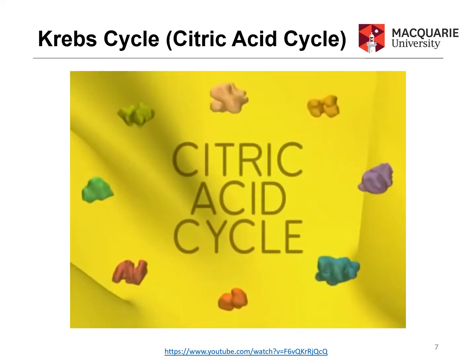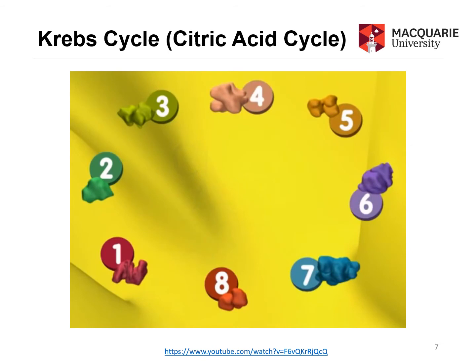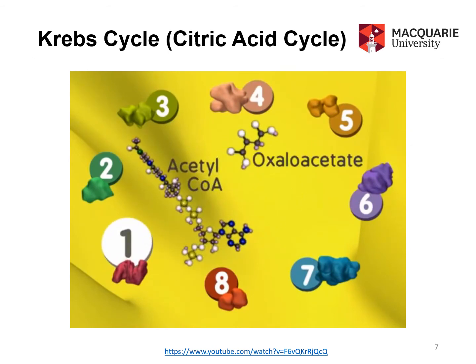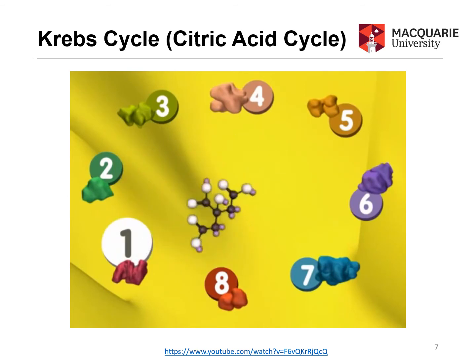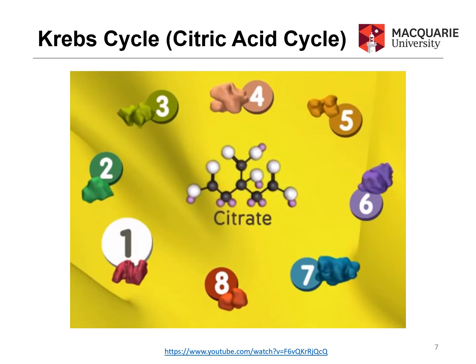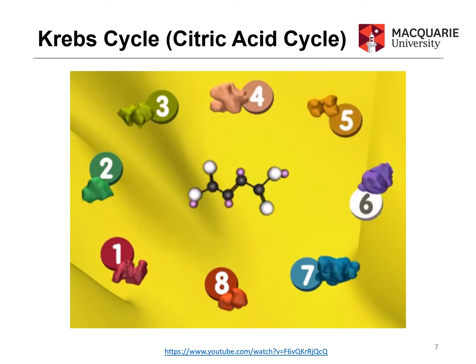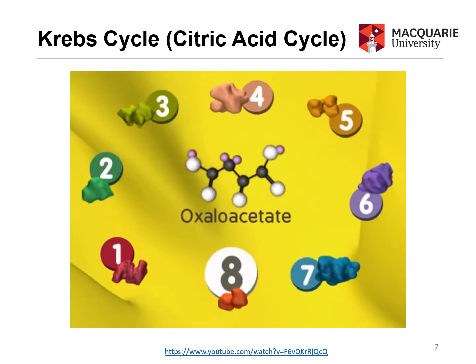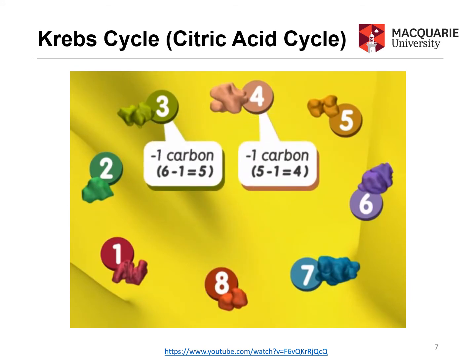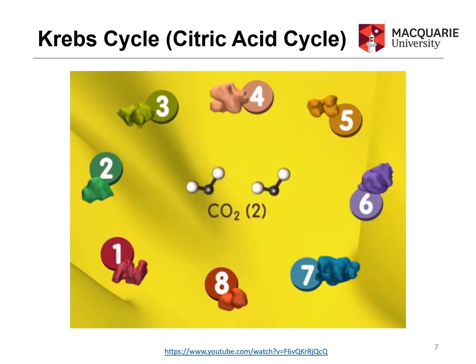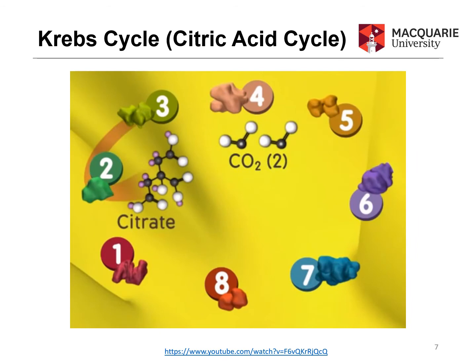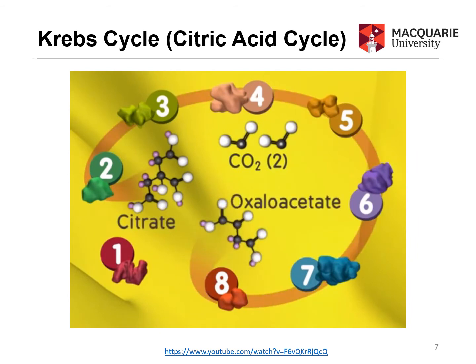Let's take a look at the major steps of the citric acid cycle. In the first step of the cycle, a 2-carbon molecule and a 4-carbon molecule are combined to form a 6-carbon molecule. That 6-carbon molecule undergoes multiple biochemical changes during the cycle, and at the end, the original 4-carbon molecule is produced. Each time a carbon molecule loses 1 carbon, a carbon dioxide is released. So 2 carbon dioxides are formed during the conversion of the 6-carbon molecule back to the 4-carbon molecule.